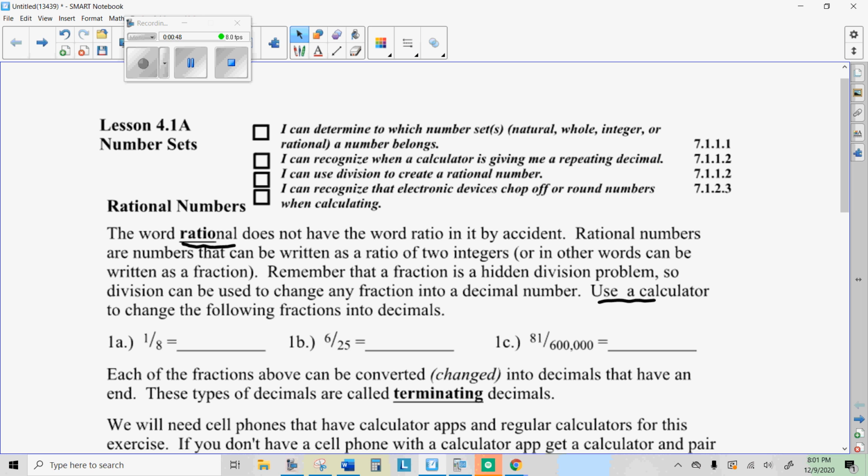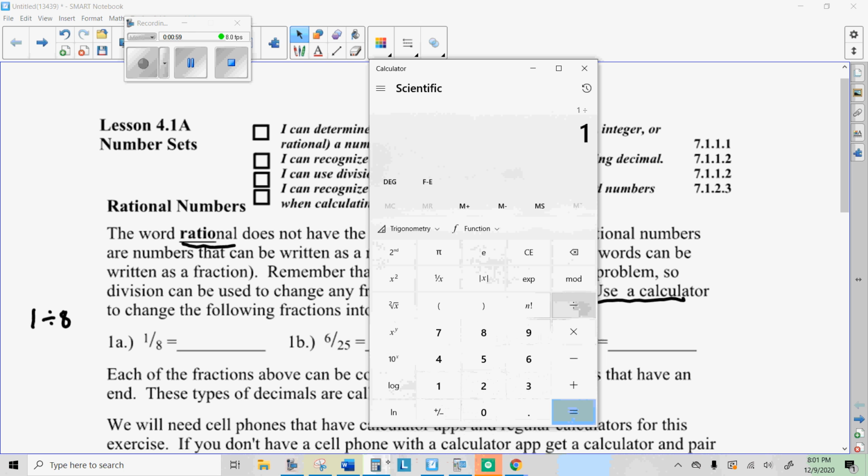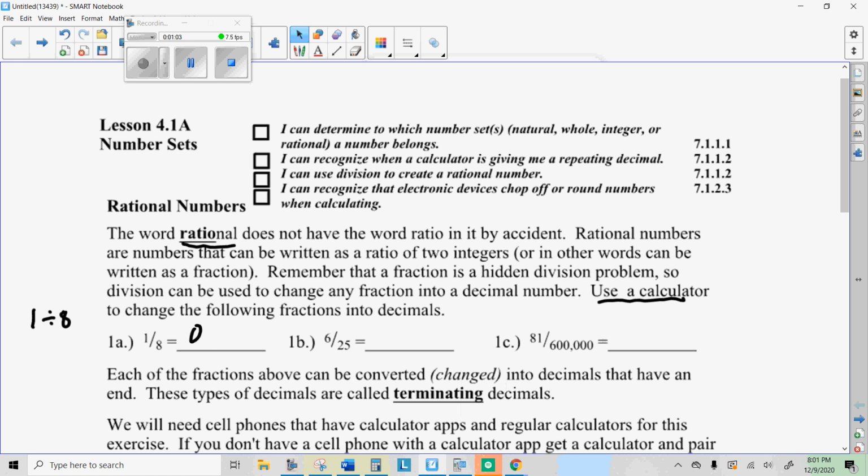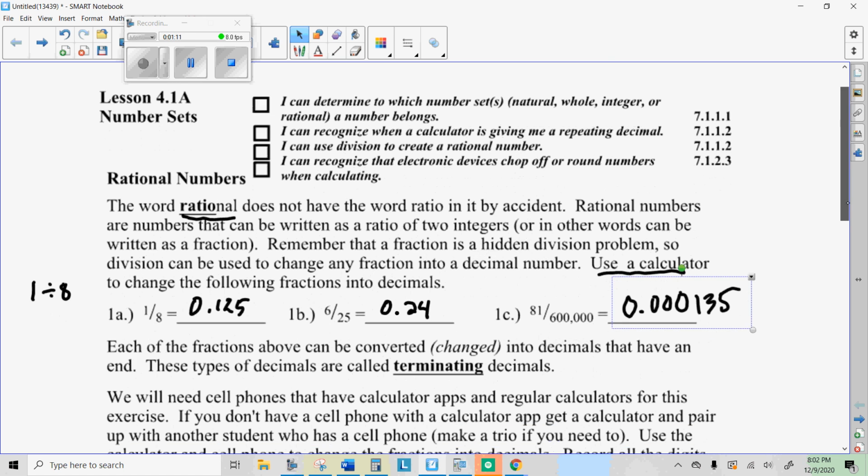Go ahead and use your calculator. Just a reminder, to get 1/8, you're going to do 1 divided by 8 on your calculator like this. And you get 0.125. Go ahead and do the other two. You should have got numbers that look like that.